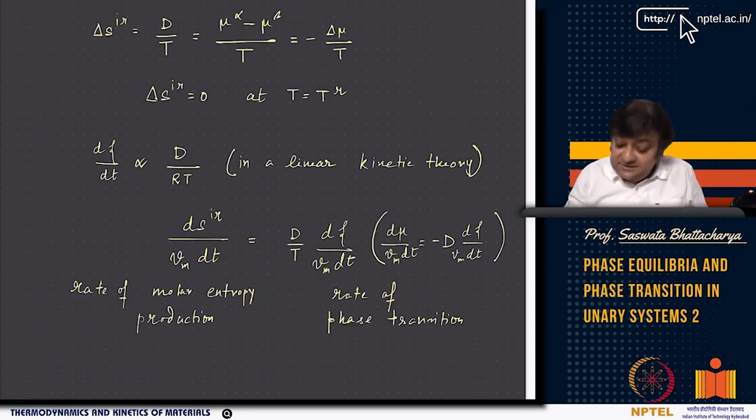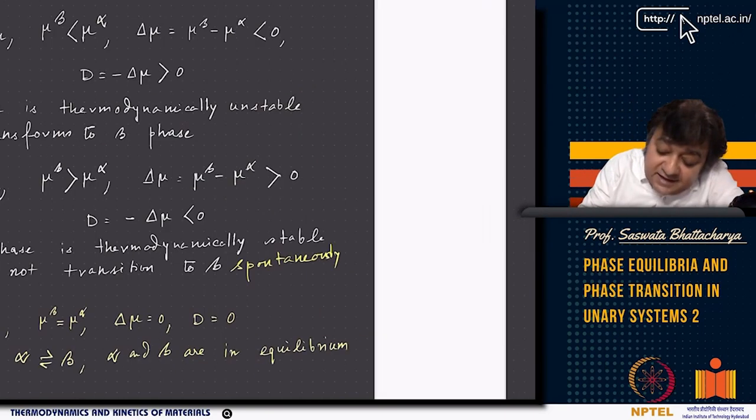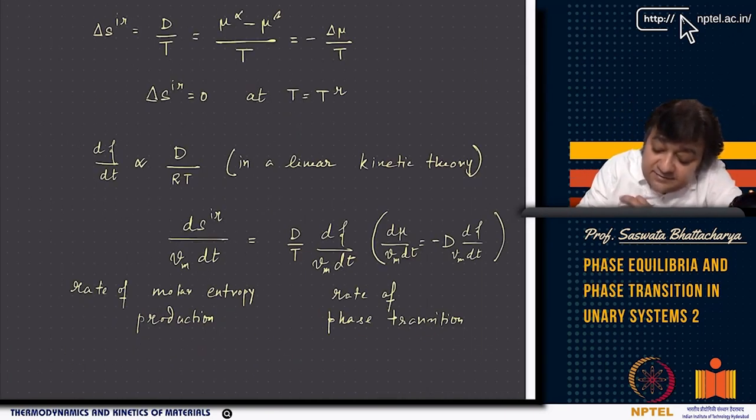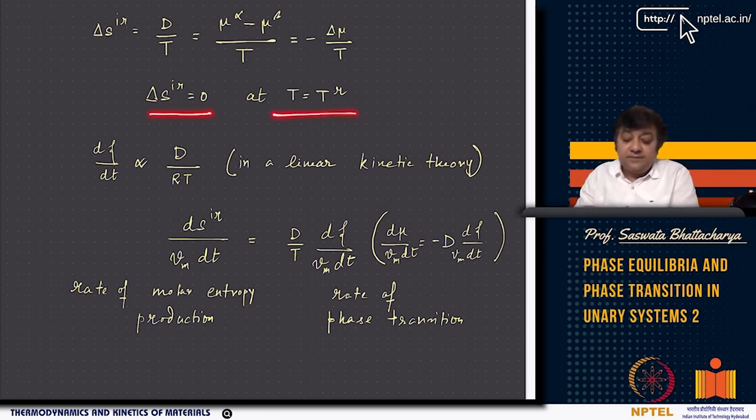So in this case, we can write what is delta S_irr, which is basically nothing but D by T, which is basically (mu alpha minus mu beta) by T, which is D, that is minus delta mu by T. Now delta S_irr will be equal to 0 at T equal to T_tr.